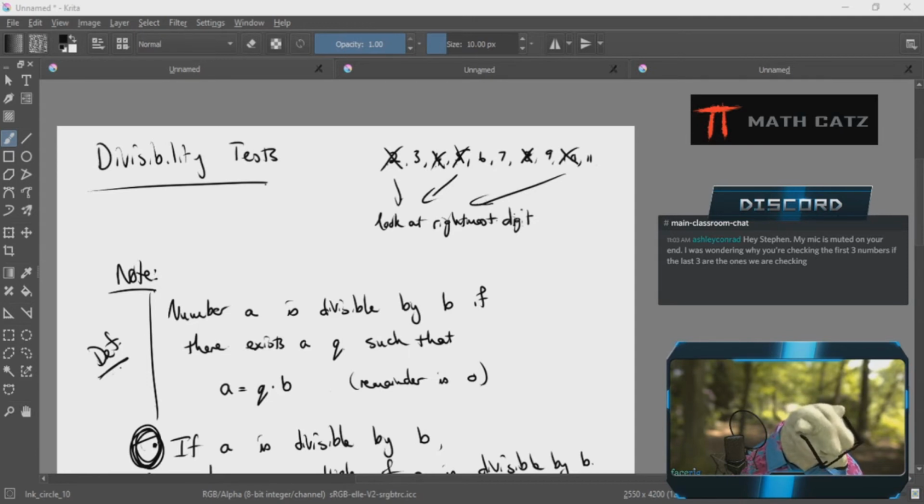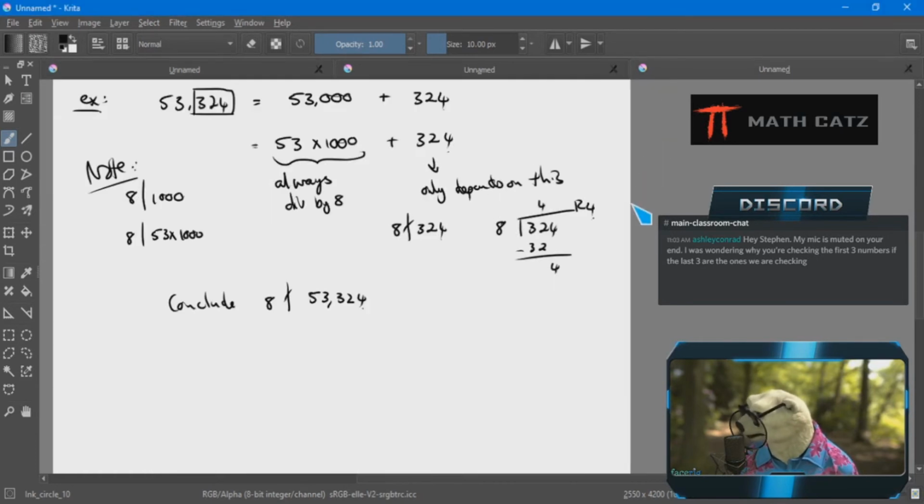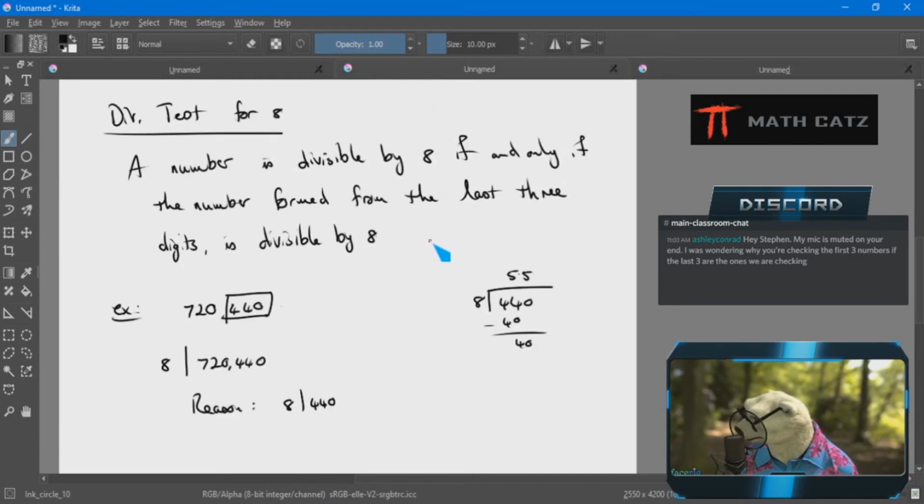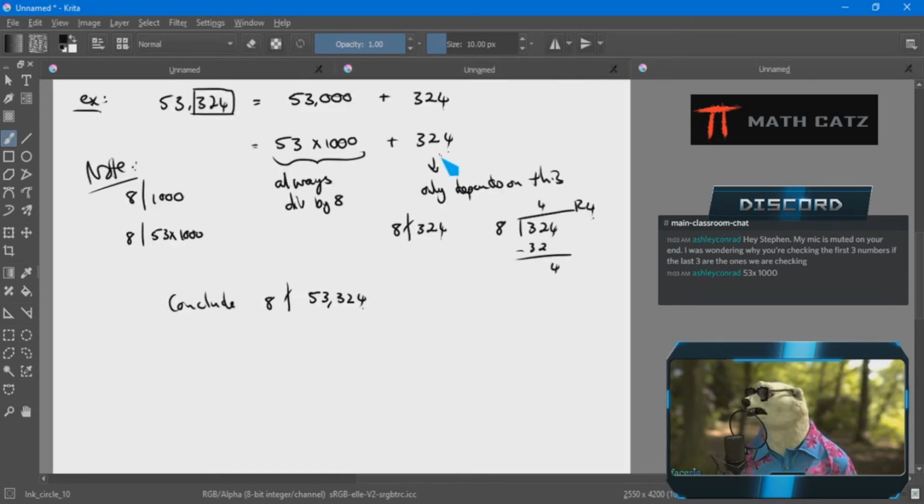I was wondering why you're checking the first 3 numbers if the last 3 are the ones we are checking. Where are we checking the first 3 numbers? I don't know where I did that. Unless I completely missed something, we always check the last 3 numbers. 53 times 1,000. Okay, hold on, let's go there. Yes, we split it up. 53,000. And then what's left?